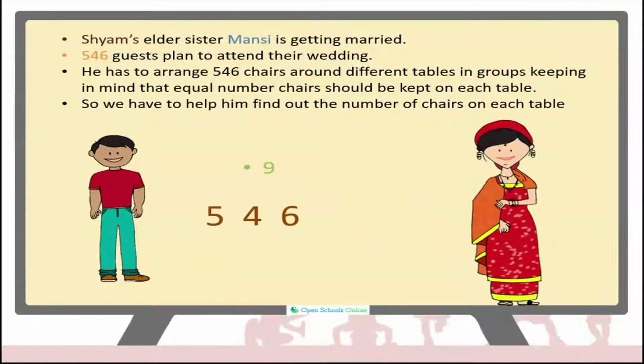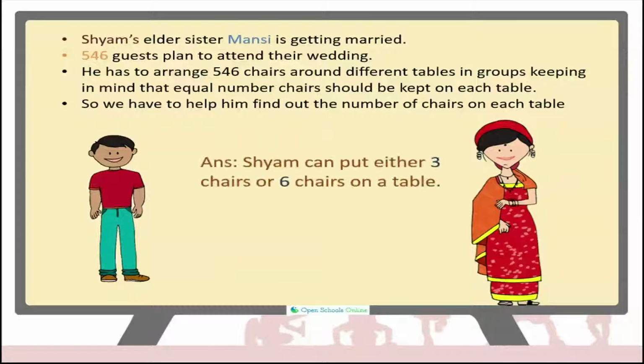The next option is 9. We have to see whether we can put 9 chairs around each table or not. So here the rule of divisibility for 9 is that the sum of each digit, which here is 15, should be divisible by 9. So is 15 divisible by 9? No. That means we cannot put 9 chairs around each table. And what does this mean? It means that Shyam can either arrange 6 or 3 chairs around each table.